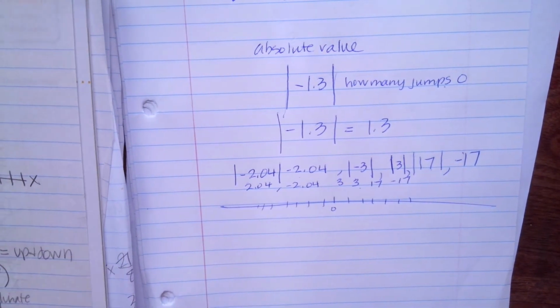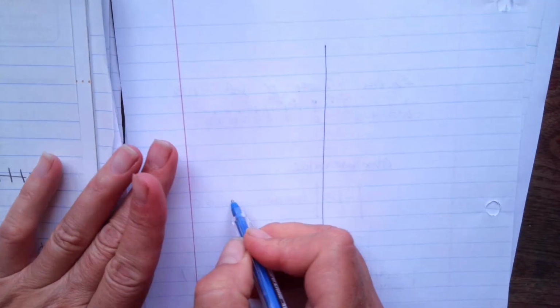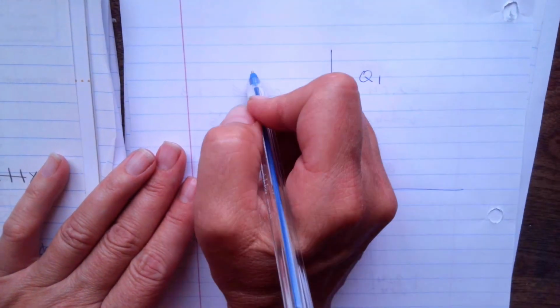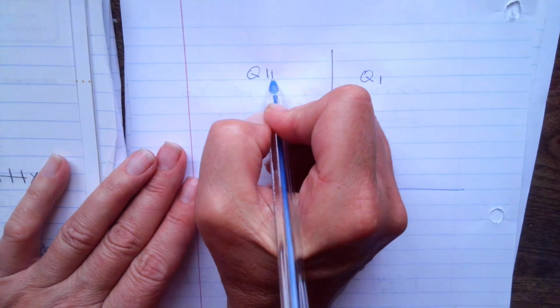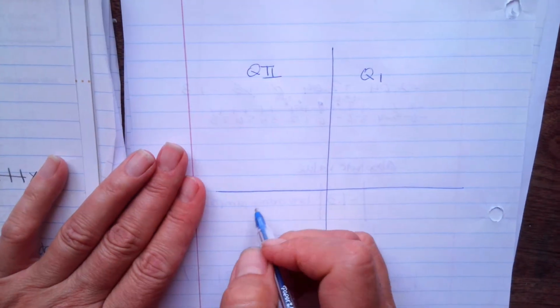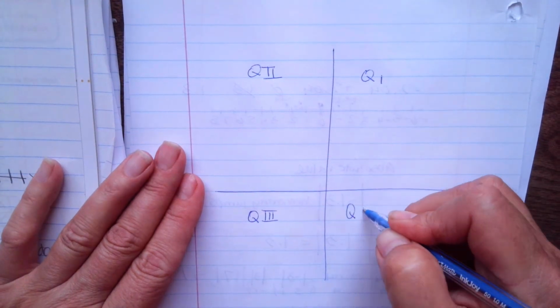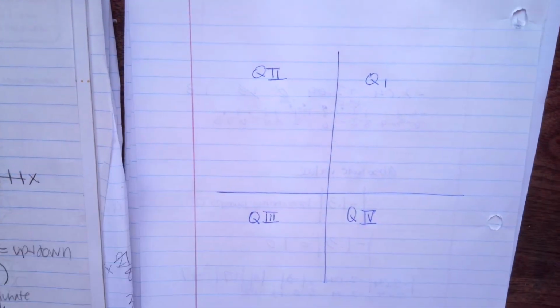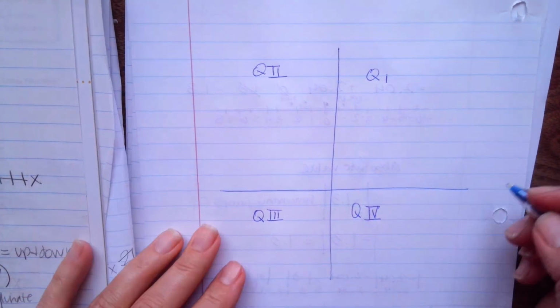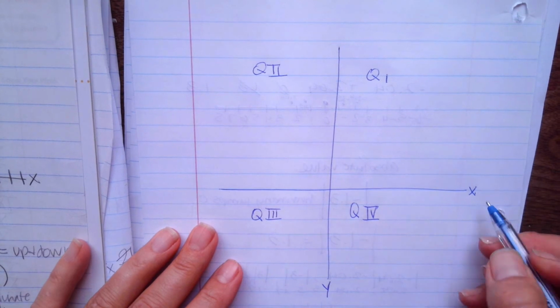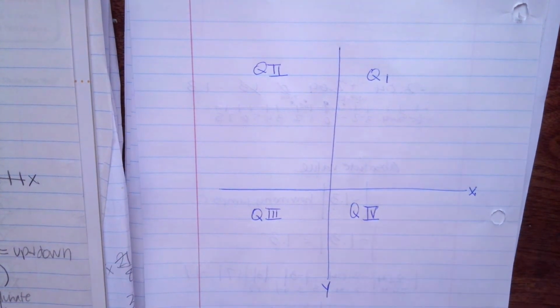Okay, for graphing, we have 4 quadrants. This is called Q1 or quadrant 1, quadrant 2 or Q2, Q3 or quadrant 3, and Q4 or quadrant 4. This is your X value. This is your Y value, or X-axis and your Y-axis.